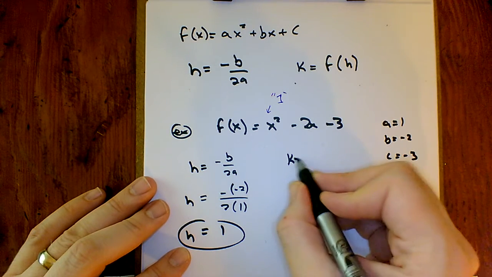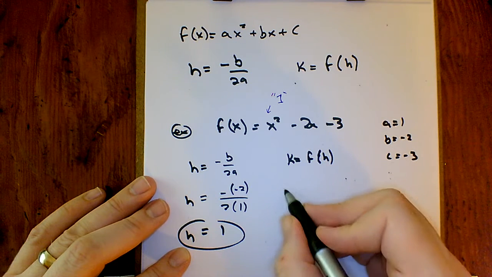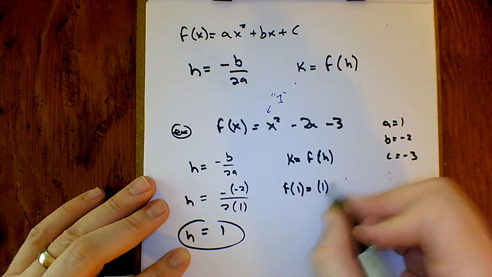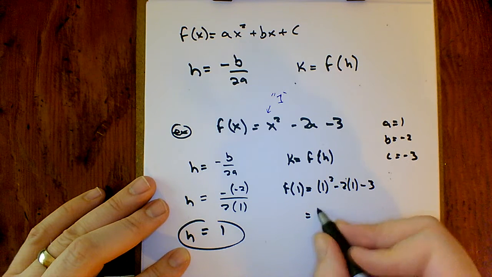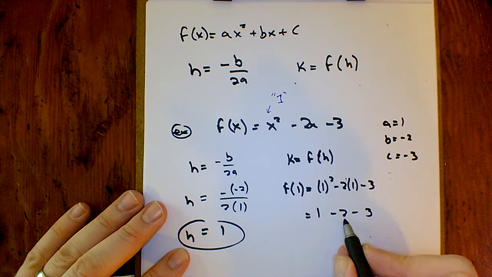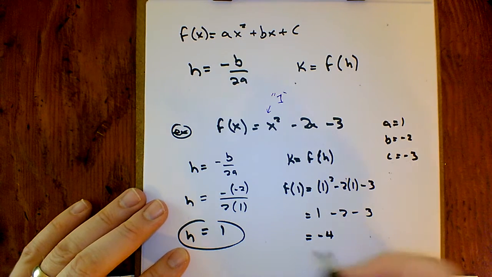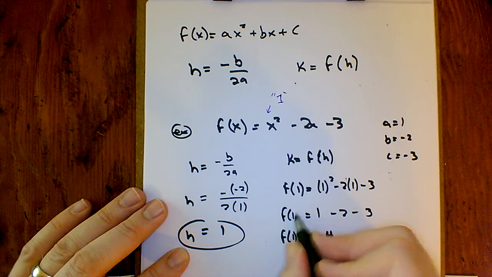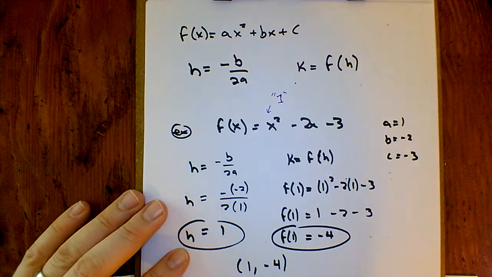Our k, as we said, is just our function at h. So here, this is just this function at 1. And that's going to be 1 squared minus 2 times 1 minus 3. So this is 1 minus 2 minus 3. So it's going to be 1 minus 2 is negative 1. Negative 1 minus 3 is negative 4. And that happens to be our k value. So I could say that my vertex here is at (1, negative 4).